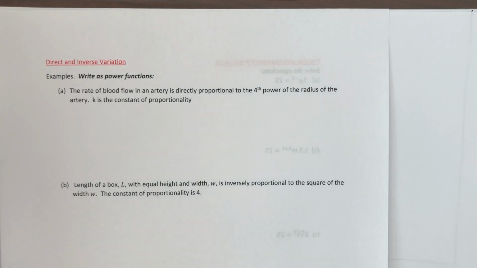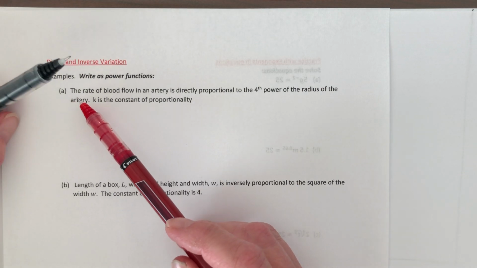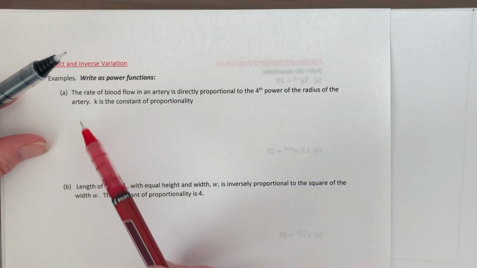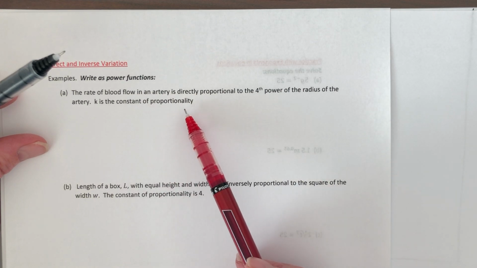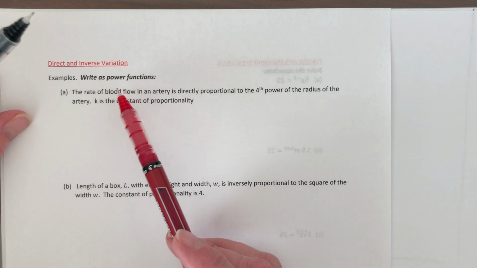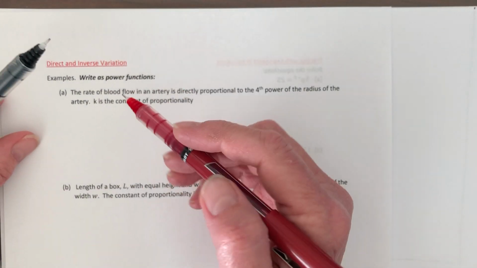Okay, now we're going to see some more examples that are typical of what you're going to find in the homework. First one: the rate of blood flow in an artery is directly proportional to the fourth power of the radius of the artery. K is the constant of proportionality. And they want us to write this relationship as a power function. We have all the tools we need. We just need to put it all together.